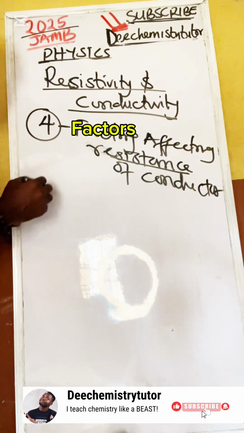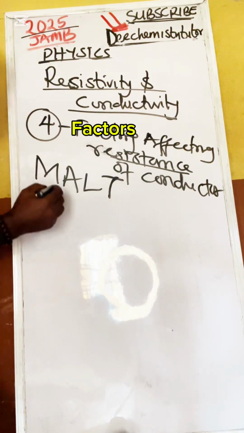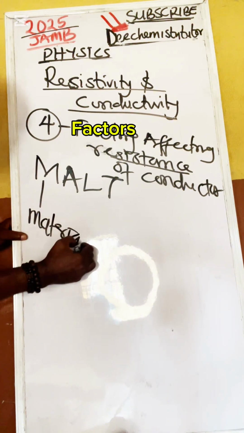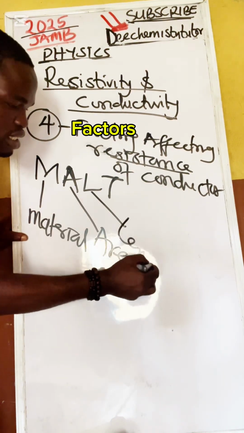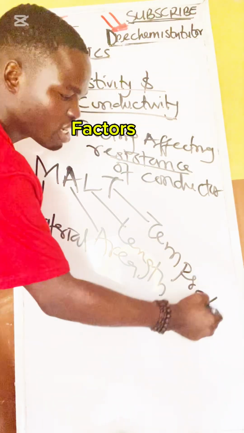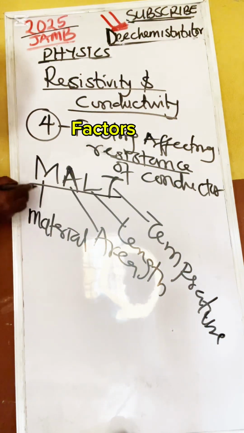And there's a reason why I said they are just 4. And that is MALT. You know, most of you drink Maltina at home now. What does MALT mean? The material, the area, the length, and temperature. Those are the 4 factors that affect the resistance of a conductor. Are we good? MALT. Most of you drink Maltina now.